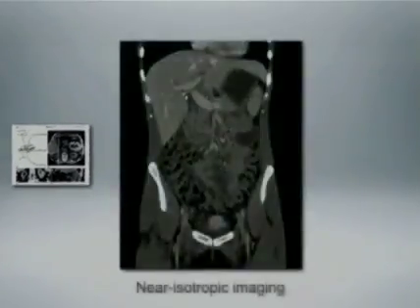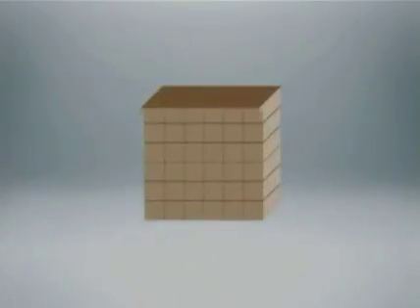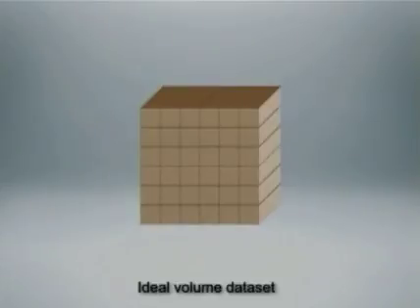Compare that to what we have now. This is a coronal reconstruction from a CT of the abdomen, and it looks like the scan was acquired in this plane. Another way to say that is that this represents near isotropic imaging, where the spatial resolution is the same in all directions. So really what you're trying to do with any type of volumetric imaging, as shown in this animation, is to get an ideal volumetric data set where each element, they're called voxels for volume elements, are the same in each direction.